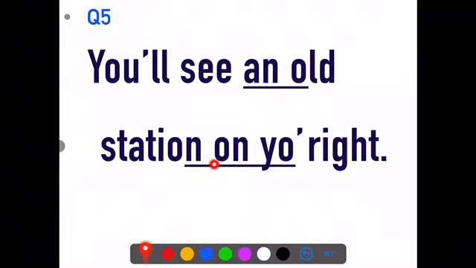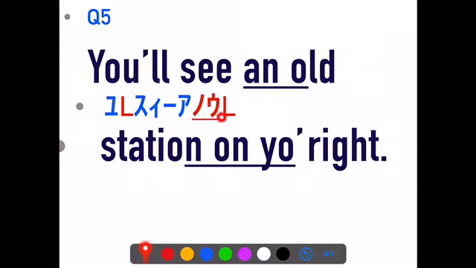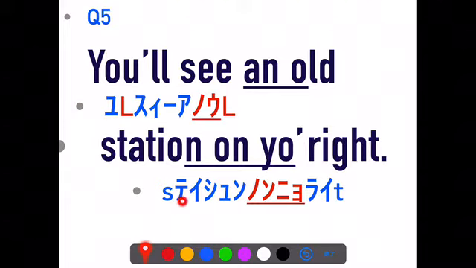On your right. So, you see an old station on your right. You see an old station on the right.